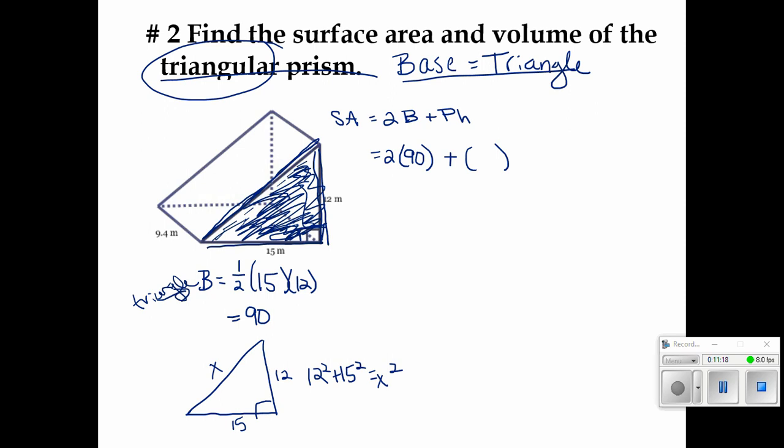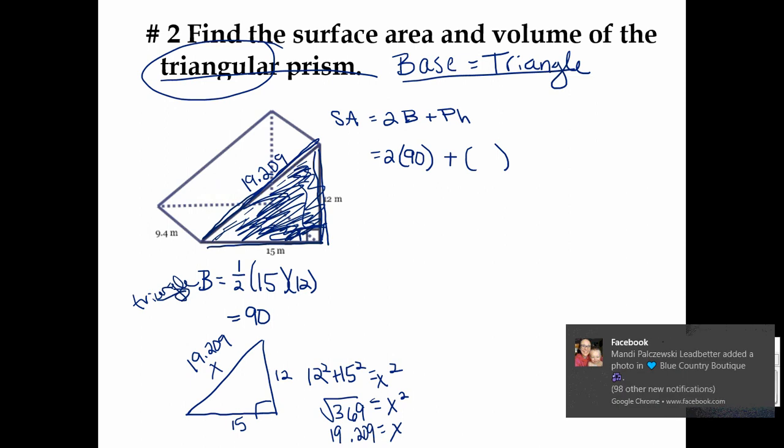12 squared plus 15 squared. Yeah, I know, this stuff never goes away. Did I not say Pythagorean theorem would be the most important thing you learned this year? Honestly, I'm pretty sure I did. So when I figure this out, x squared would be 369, square root of 369. You can leave it as a square root if you want, but you can also do decimals. 19.209-ish, okay? So that gives me 19.209.